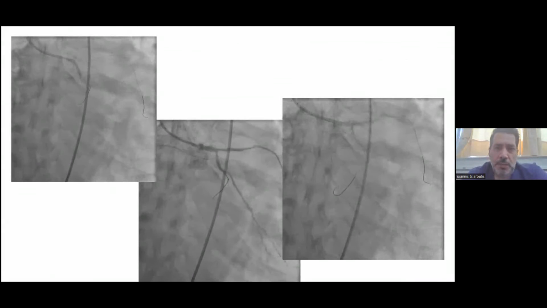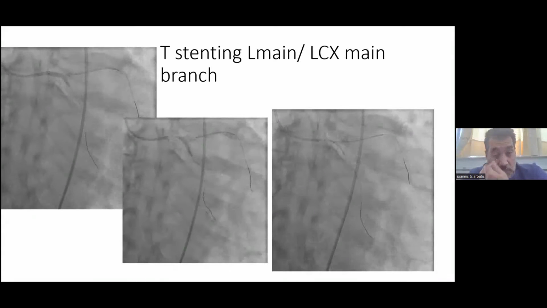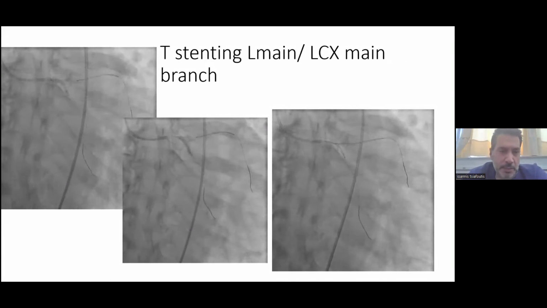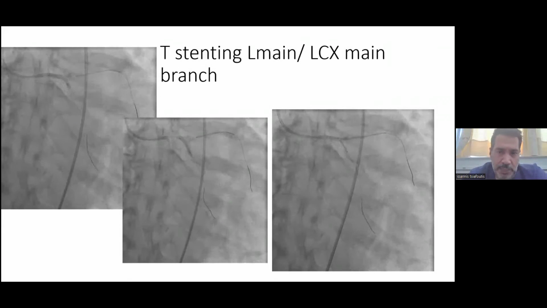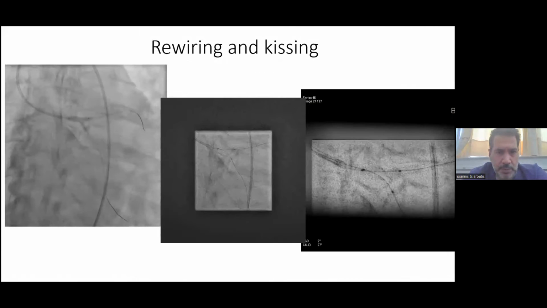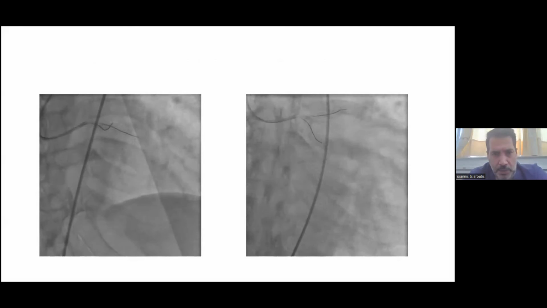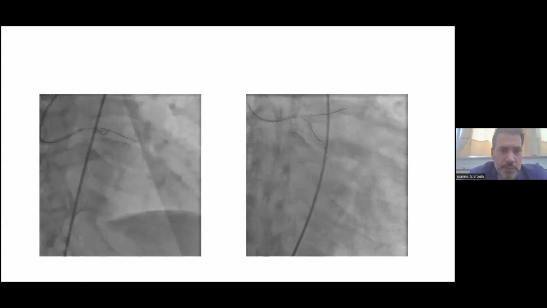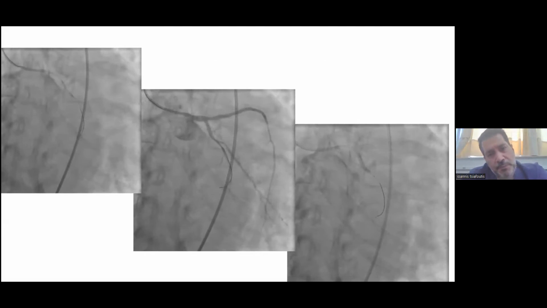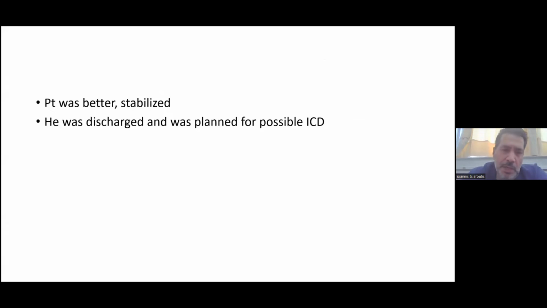And then we did this stenting, putting a stent from left main to LCX, and another stent in the T position to LAD, kissing balloon, and this was the final result. And we did an extra drug-eluting balloon to LCX distally. The patient was better, he was stabilized, and he was discharged in good condition. It was planned now for possible ICD implantation.